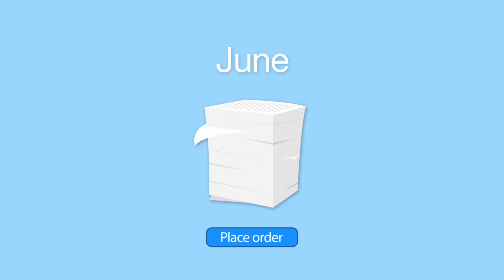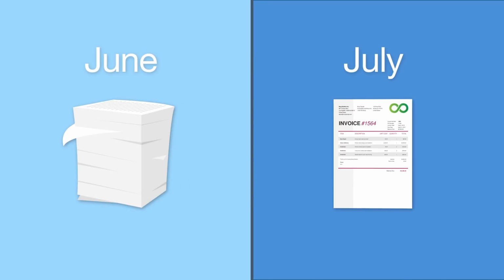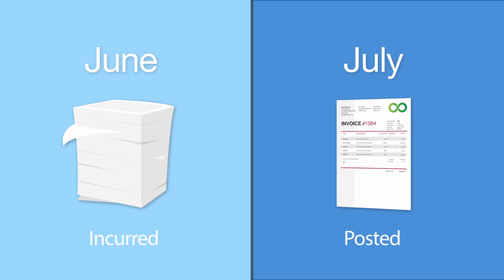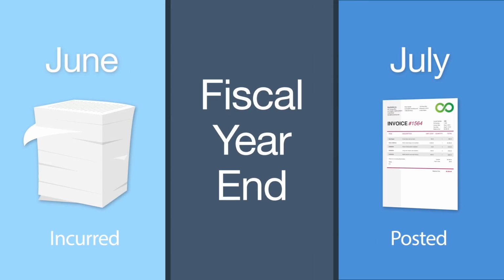Let's imagine your office needs copy paper. You place an order in CU Marketplace and the paper is delivered in June. However, the invoice doesn't arrive until July. This expense was incurred in June when the order was received, but it was posted in July when the invoice was entered. In the middle of these two events on June 30th is fiscal year end.